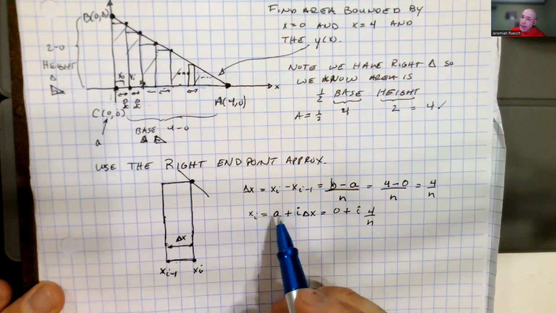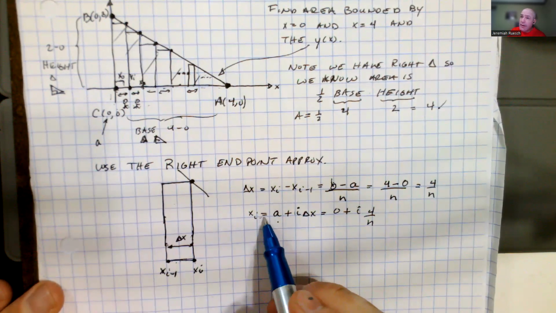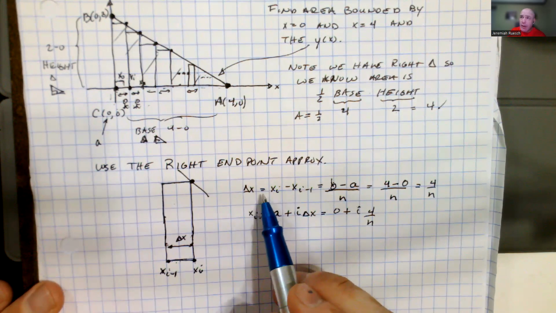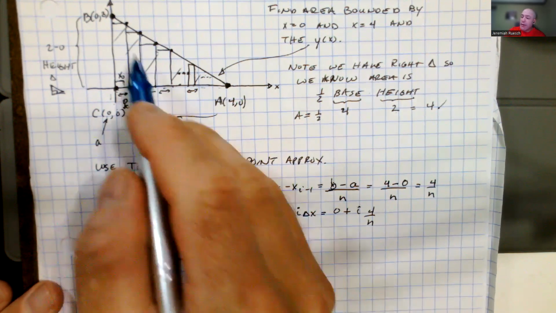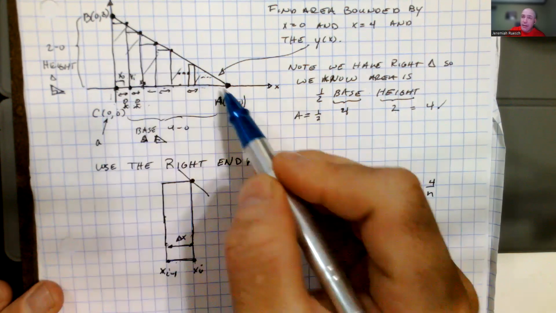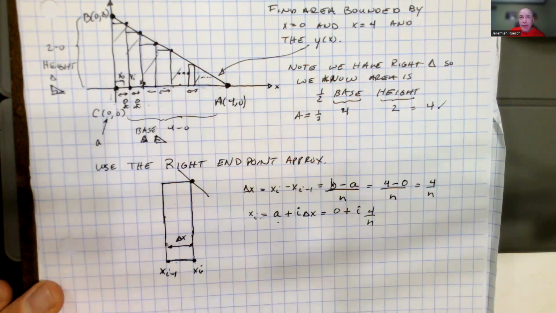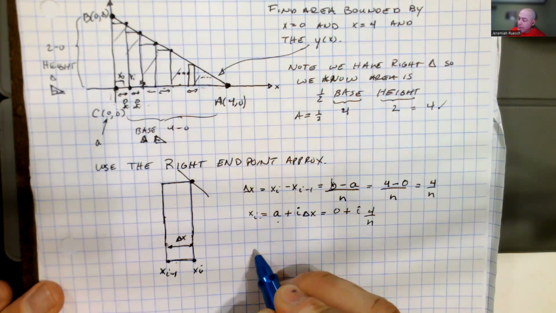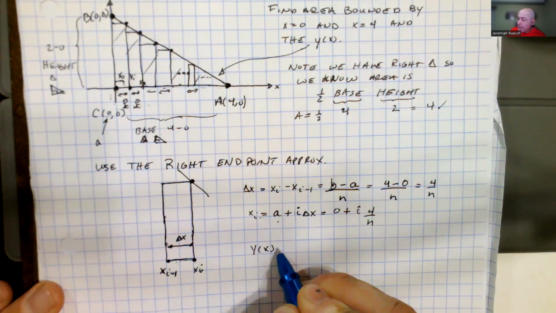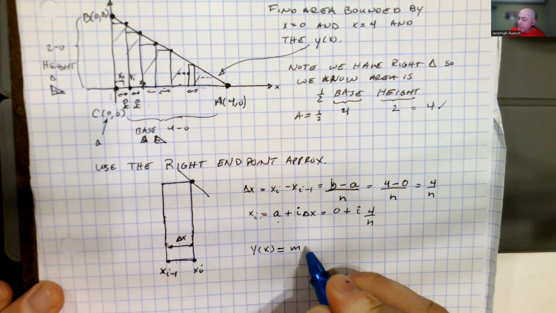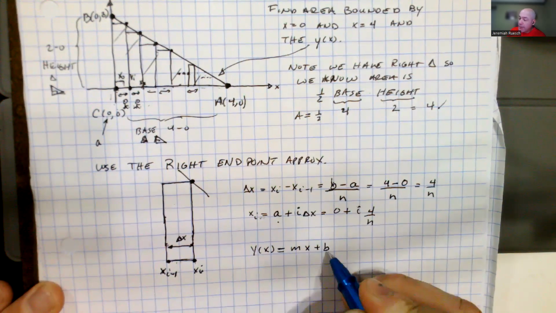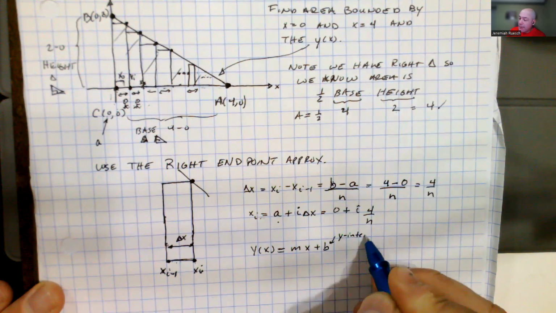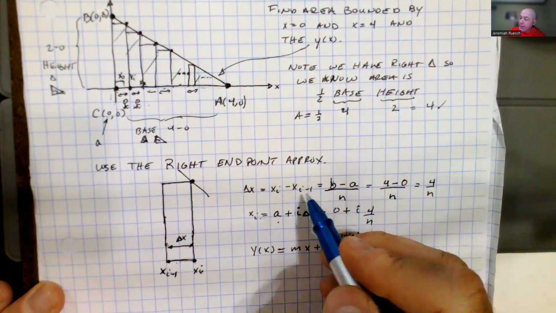So now we have where the height of the rectangle occurs. We know how wide each of the rectangles that we're making are. And so now we just need to figure out what is the equation of this line that gives us the height of the rectangle. Since that is a line, we know that y of x is equal to the slope times x plus the y-intercept. This here is the y-intercept, not the b that you saw up here.